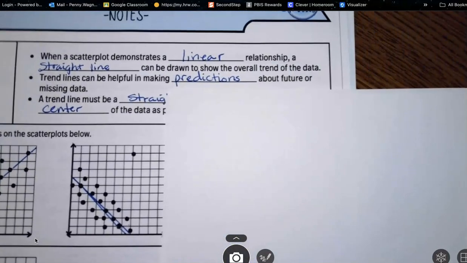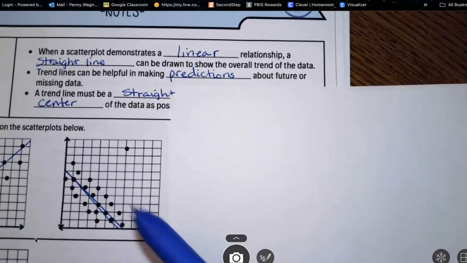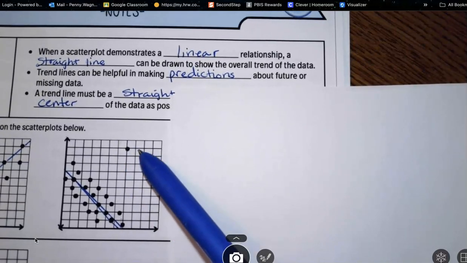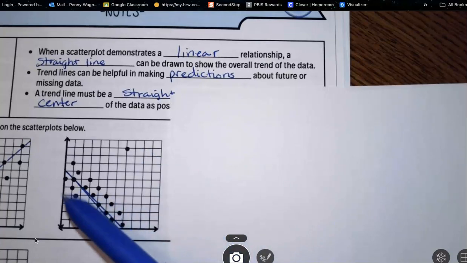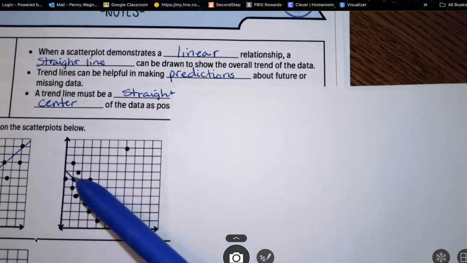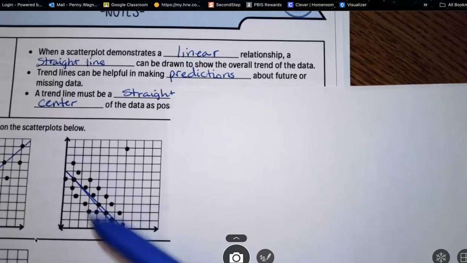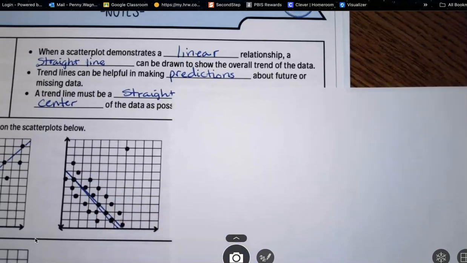If I look at this next one, this one has an outlier that's laying way out here in the middle of nowhere. And then it has this nice group here that obviously has a negative correlation to it. I would call it linear because it does seem to be following a straight line. It's not as scattered. And so if you draw your line straight down through there and have about the same on each side, then you've centered it.